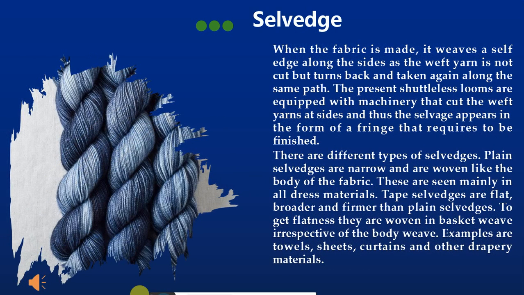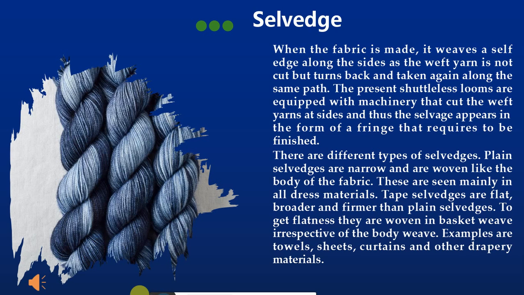When the fabric is made, it weaves a selvedge along the sides as the weft yarn is not cut but turns back and is taken again along the same path. The present shuttleless looms are equipped with machinery that cuts the weft yarns at the sides, and thus the selvedge appears in the form of a fringe that requires to be finished.